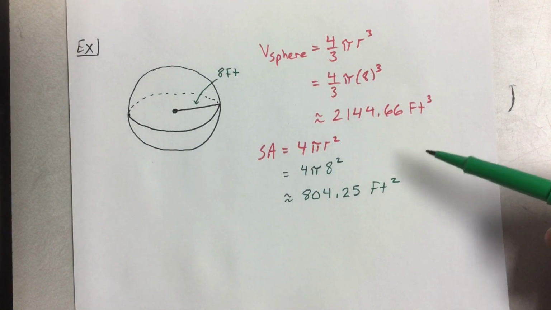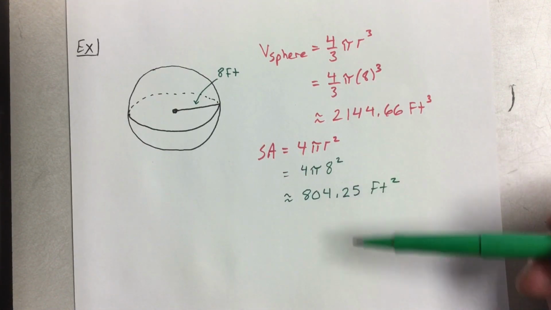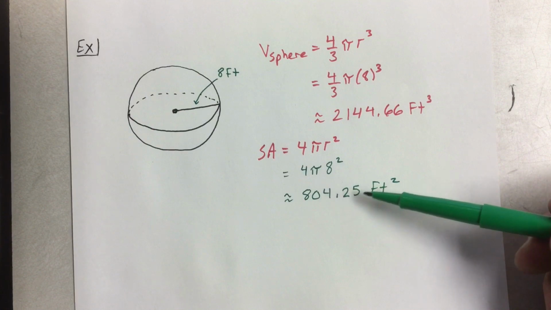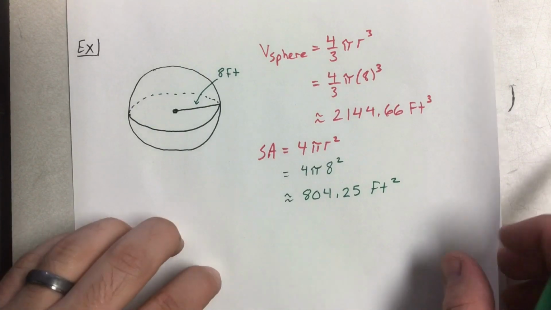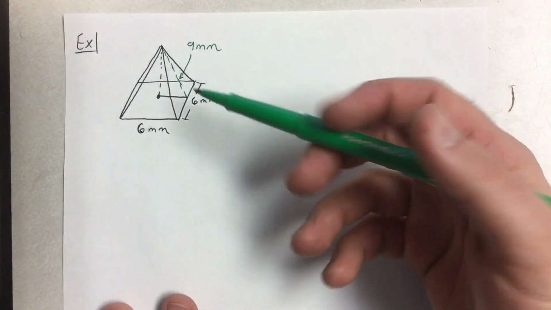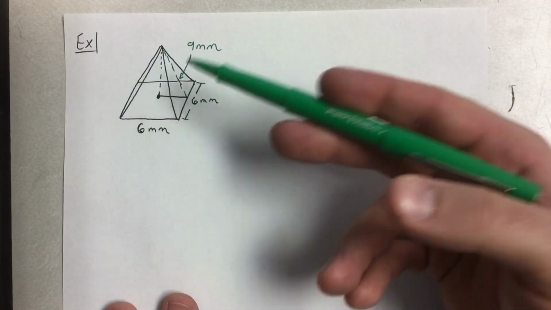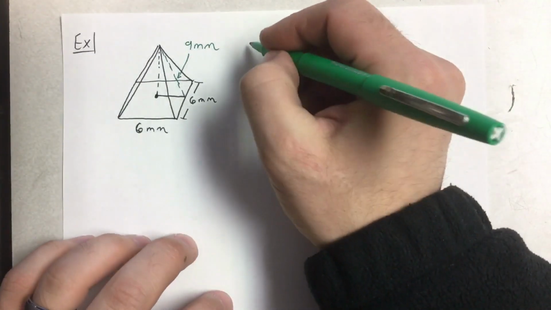Okay, so how'd you do? Our radius is 8, so 8 squared, and plugging it into the calculator, we get 804.25 feet squared, since this is representing an area. All right, we have one last one to look at. So pyramids, probably the most difficult to draw. Takes a lot of practice to get these drawn correctly, but let's find the volume.